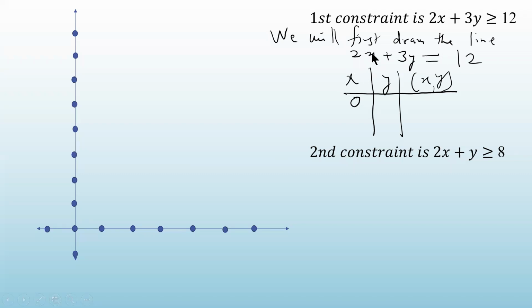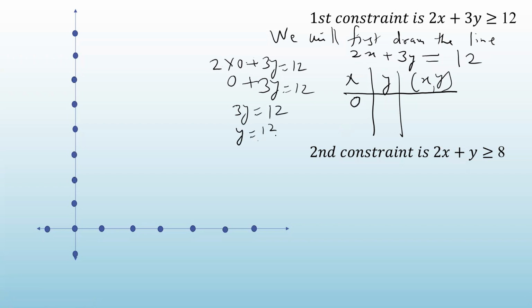This is our general method. When you put x equal to 0 in this equation, what do you get? I'm doing the rough work here. 2 into 0 plus 3 into y is equal to 12. 2 into 0 is 0, so 0 plus 3y is equal to 12. So 3y is 12, and the value of y is 12 upon 3, that is 4. So if x is equal to 0, I get y equal to 4. So the point I get is 0 and 4.